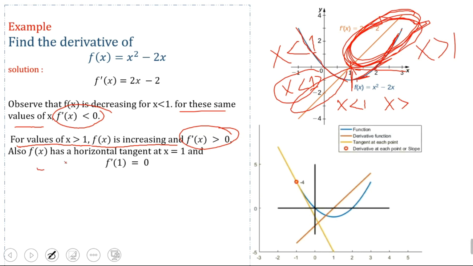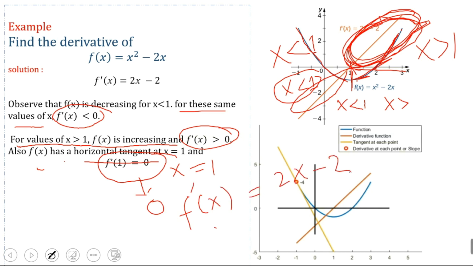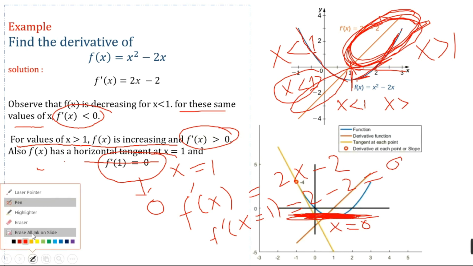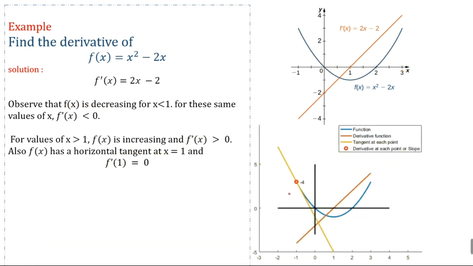Also, f of x has a horizontal tangent at x is equal to 1, and the derivative of the function at 1 is 0. Here we have the derivative of the function, f prime of x, which is 2x minus 2. If we put x is equal to 1, we get 2 minus 2, which is 0, and at this point the tangent at x is equal to 1 will be horizontal. So we see the tangent at each point of the function.